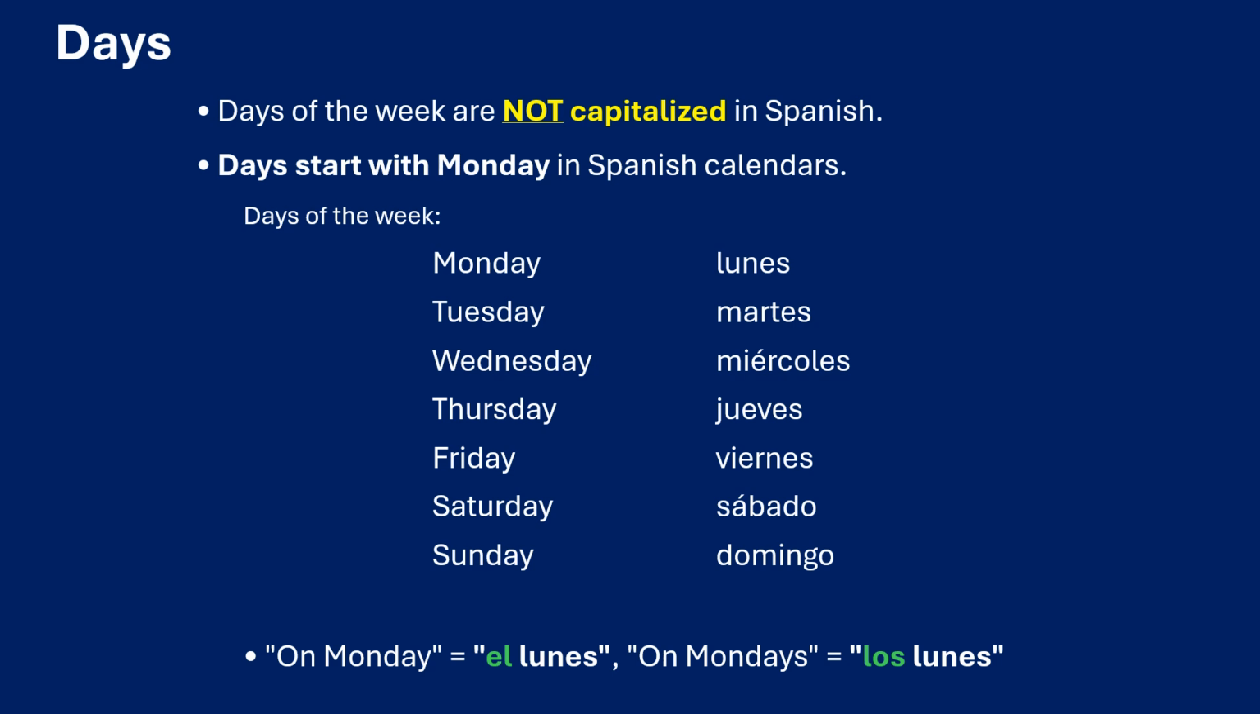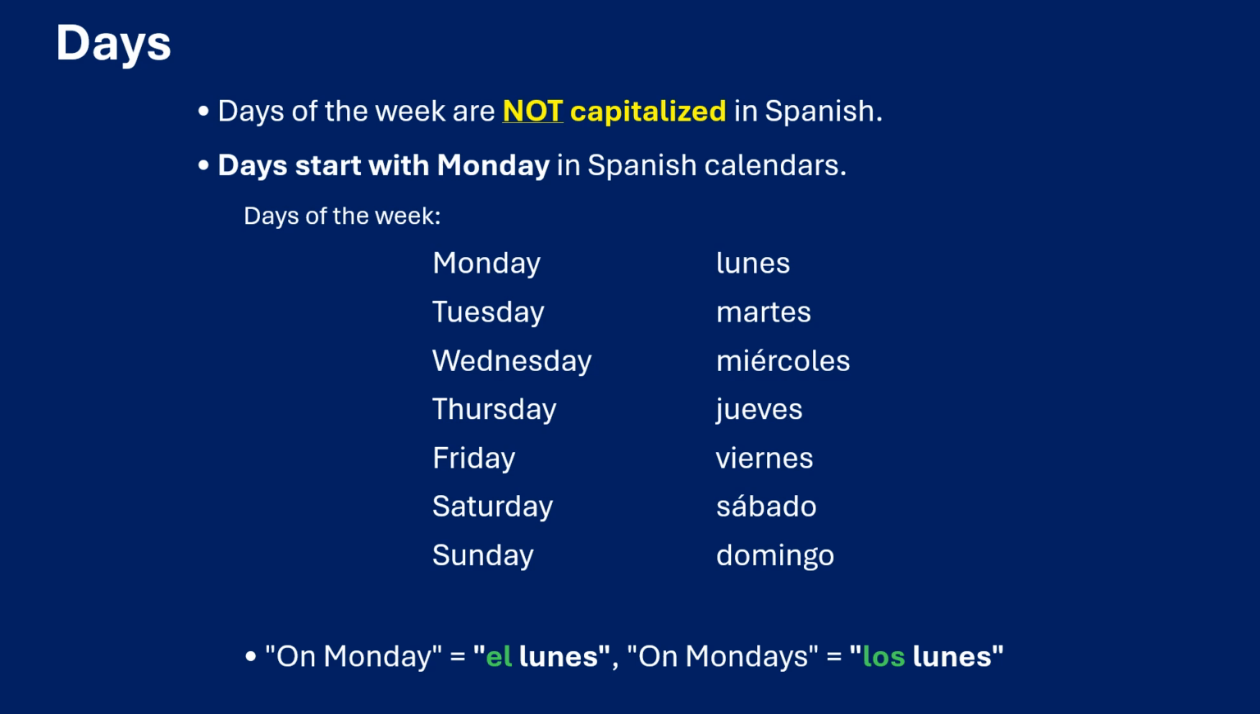The Spanish week begins on Monday, lunes. Spanish days are not capitalized. The days of the week are Monday, lunes, Tuesday, martes, Wednesday, miércoles, Thursday, jueves, Friday, viernes, Saturday, sábado, and Sunday, domingo. To say something like on Monday, you would say el lunes, or on Mondays, los lunes.